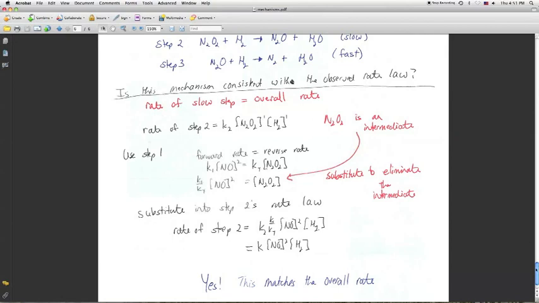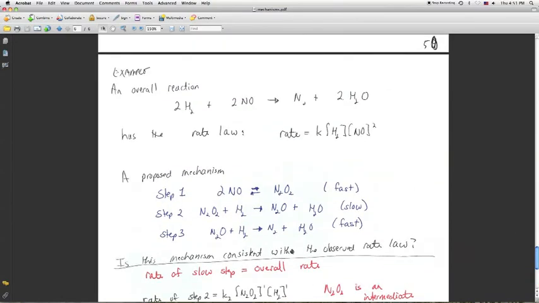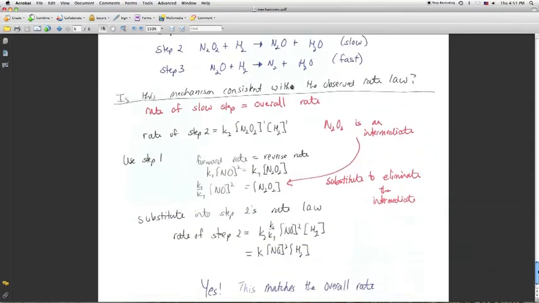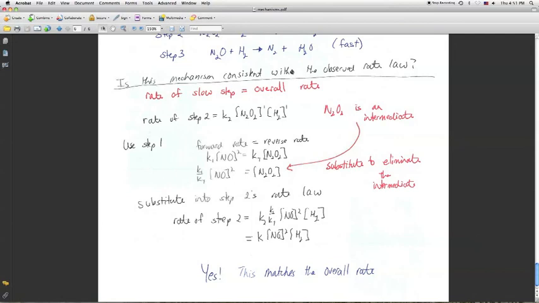k NO² H2. And if you remember, that is consistent. It's the other way around, but that doesn't matter. I have first order in hydrogen, second order in NO. And if I look down here at my finalized mechanism rate law, that also matches. So yes, that matches the overall rate.